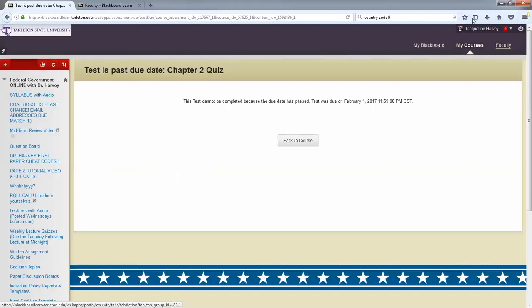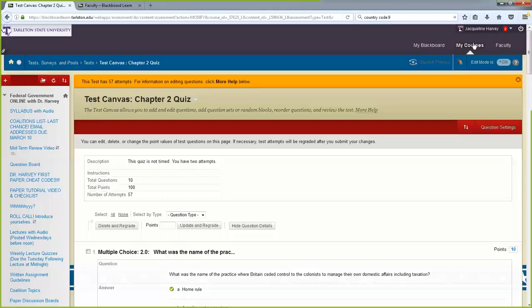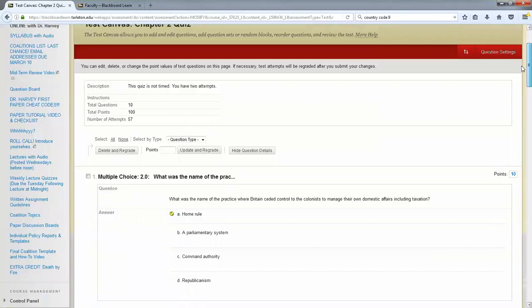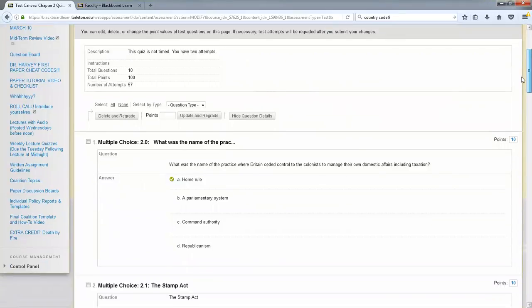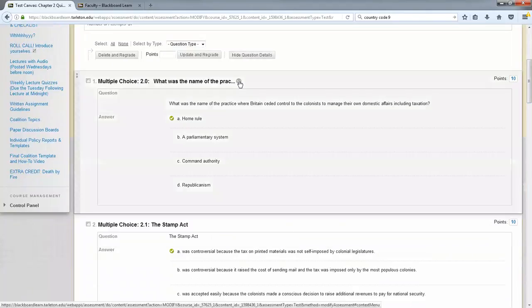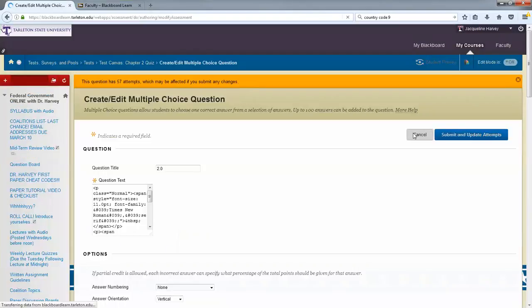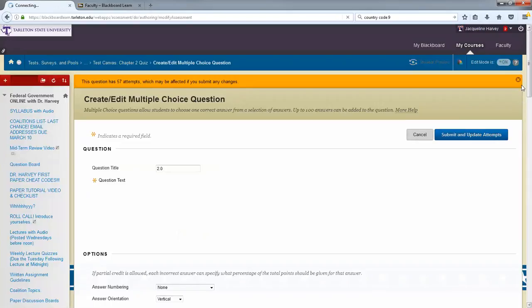Ha, that's funny. I'm going to pause that and fix it so I can do this with you guys. Okay, it's easier for me to just show you the correct answers and why they're correct rather than do the quiz. Same goal. So let me go ahead and do that with you. What was the name of the practice where Britain ceded control of the colonists to manage their own affairs? Sorry, y'all, my bad.